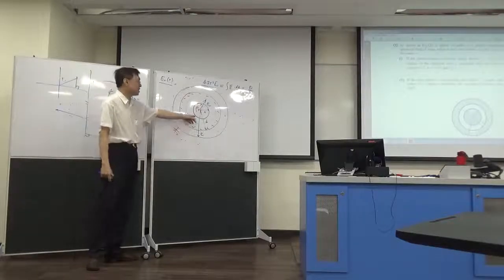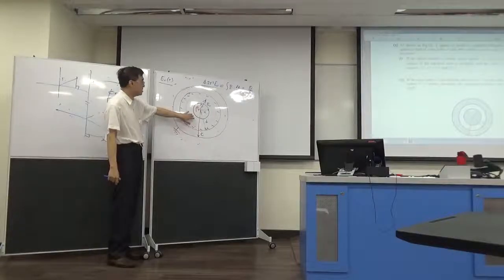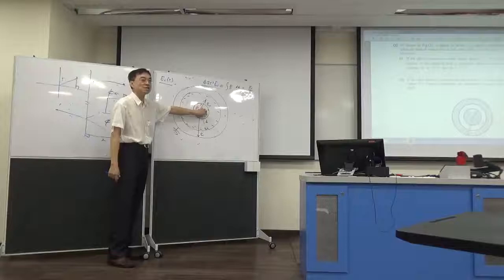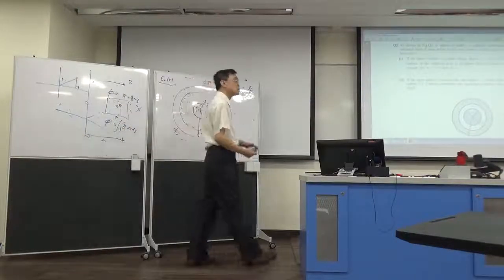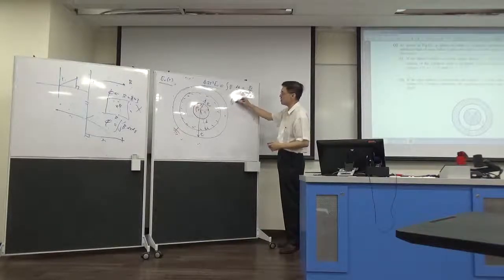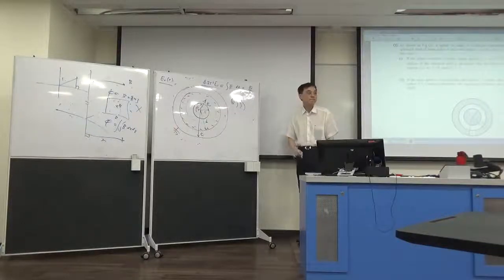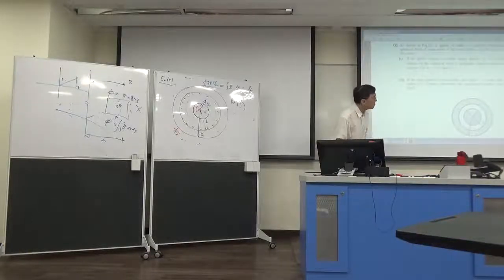Now, what is the charge enclosed? There is no charge here, but there is charge here. So the charge enclosed is inside here. What is the total charge enclosed Q equal to? Charge density 4R. Is it 4R? 4R.